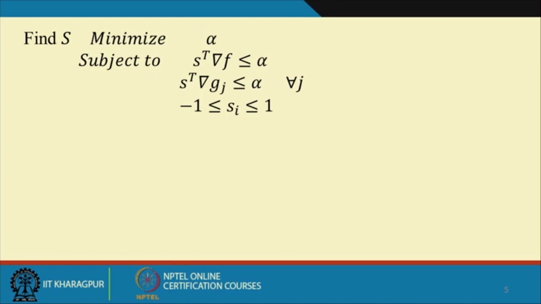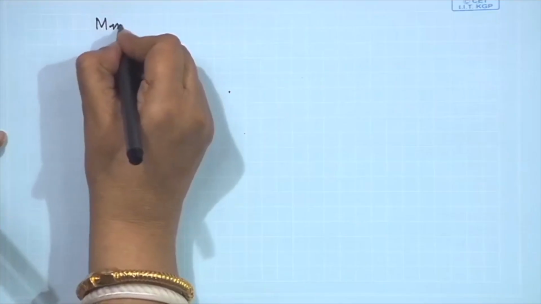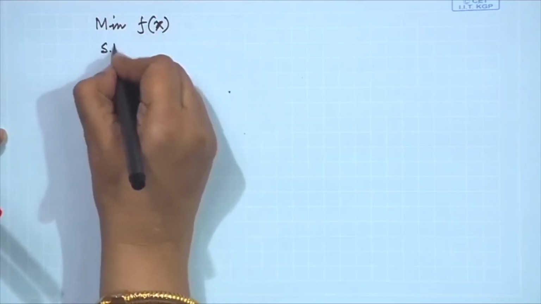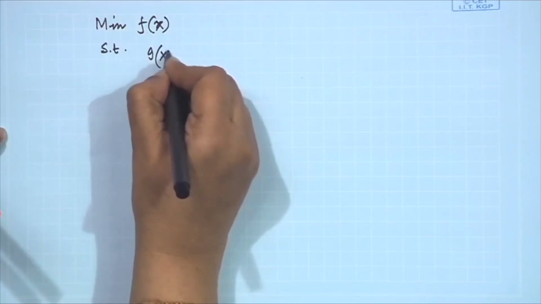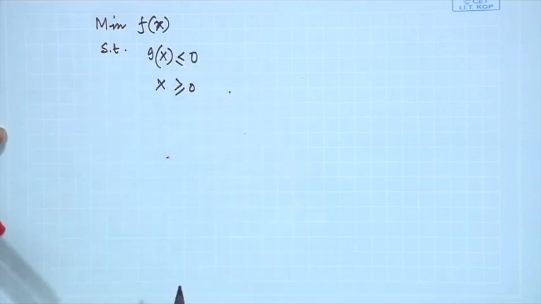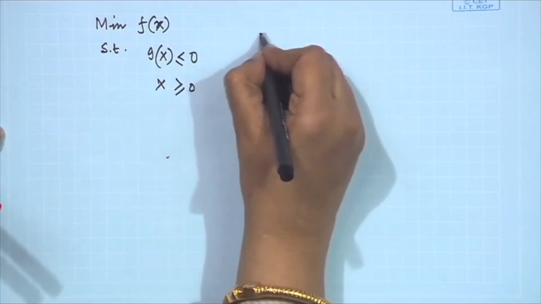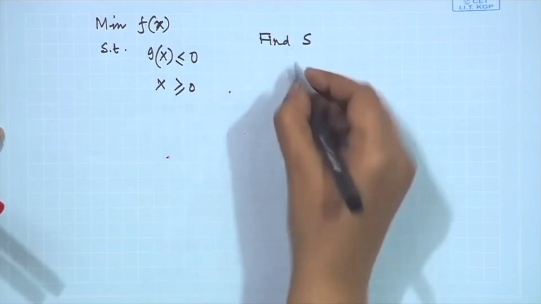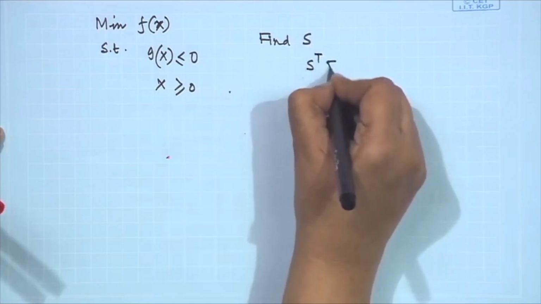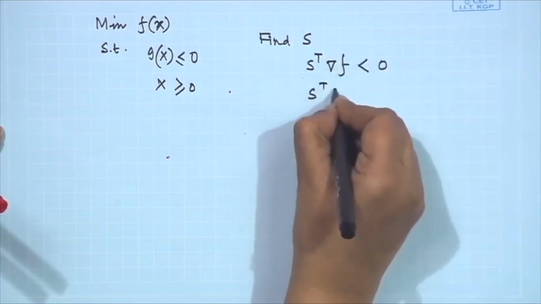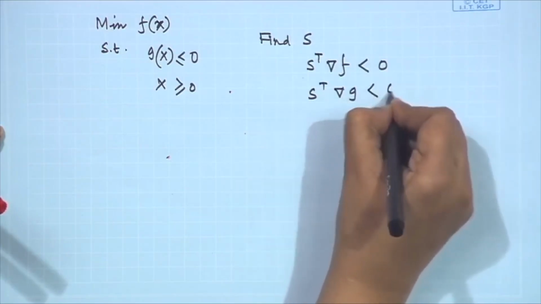Now, for explaining this, I am writing the problem once again for you. Minimization of f(x) subject to g(x) less than or equal to 0, x greater than or equal to 0. Now, our target is to find out the usable direction S such that S^T grad f must be less than 0, S^T grad g must be less than 0.